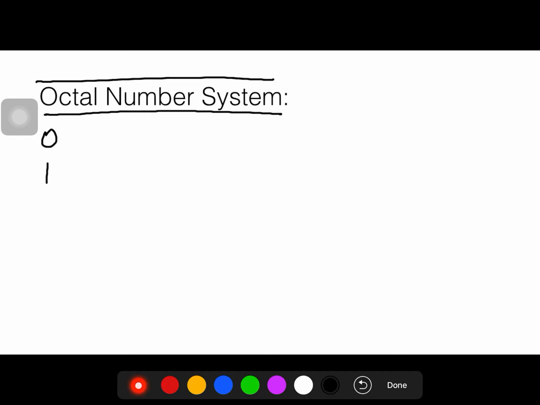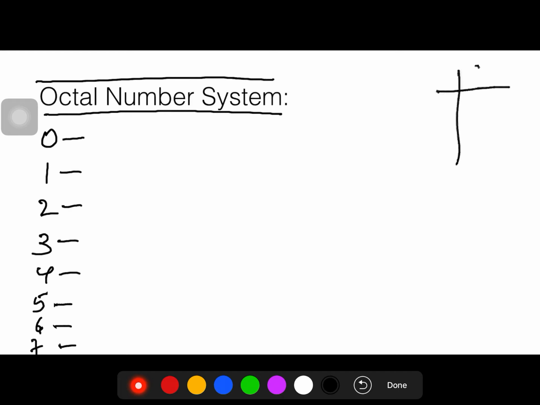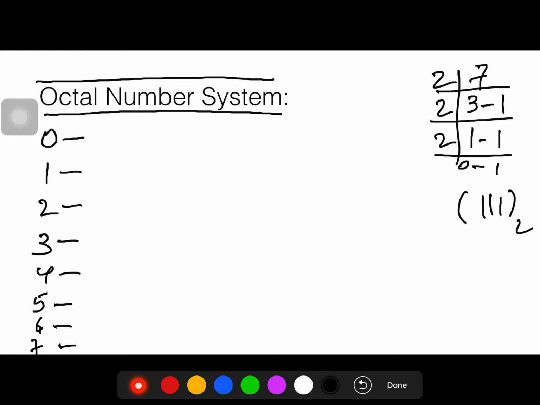As all of us know, octal numbers are from 0 to 7, which is 0 1 2 3 4 5 6 and 7, and we code each of the octal numbers in binary. Suppose we take 7 as an example. 7 divided by 2 gives remainders 1, 1, 1. So 7 in binary is represented as 111.